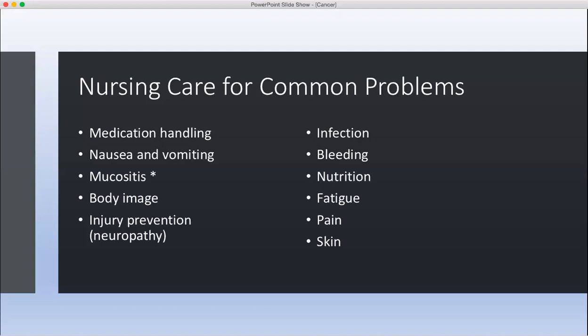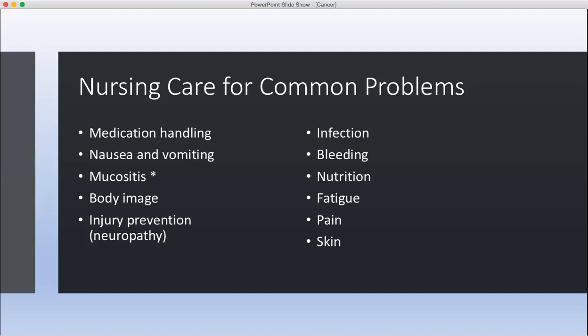Mentioned nutrition, fatigue. If you're someone who's normally a really up and at 'em kind of person, you like to go, go, go, and then all of a sudden you just don't even have the energy to get out of bed, that can be really frustrating. So we can teach patients different techniques to manage their fatigue. Oftentimes people feel more rested in the morning. So maybe it's a good idea to encourage them to do the most important activities first thing in the morning, because that's when they're going to have the most energy.